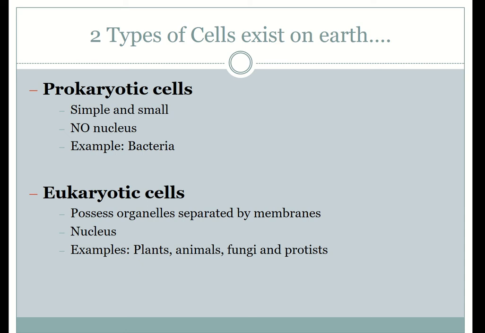Two types of cells exist on Earth, prokaryotic cells and eukaryotic cells. What I would like you to write down is pro means before, and kary refers to the nucleus. So prokaryotic literally means that these are the cells that arose before there was a nucleus. They're very simple, they don't have a nucleus. A perfect example is bacteria.